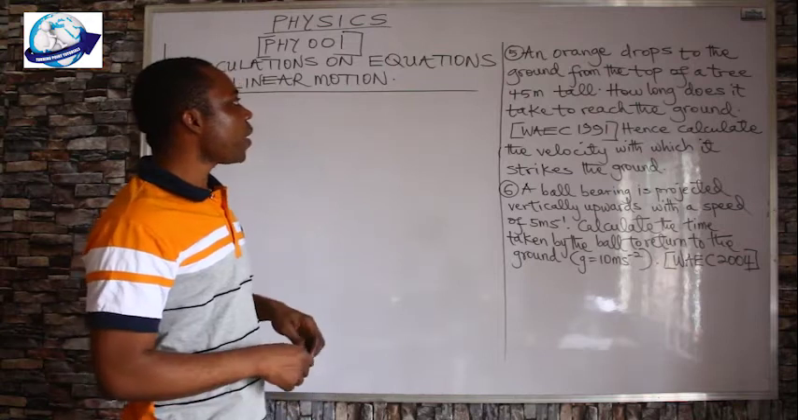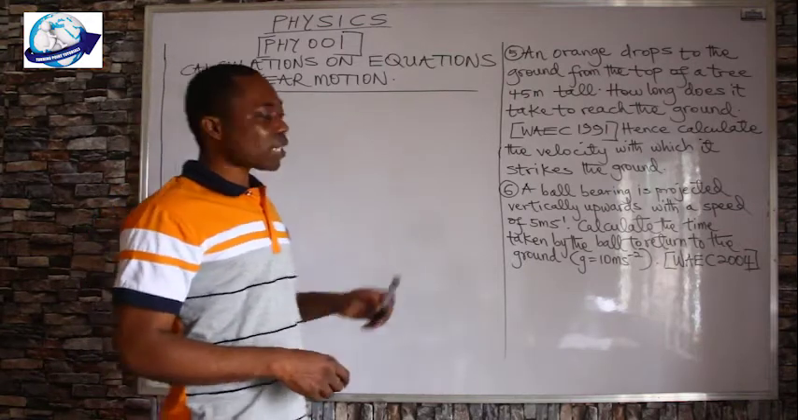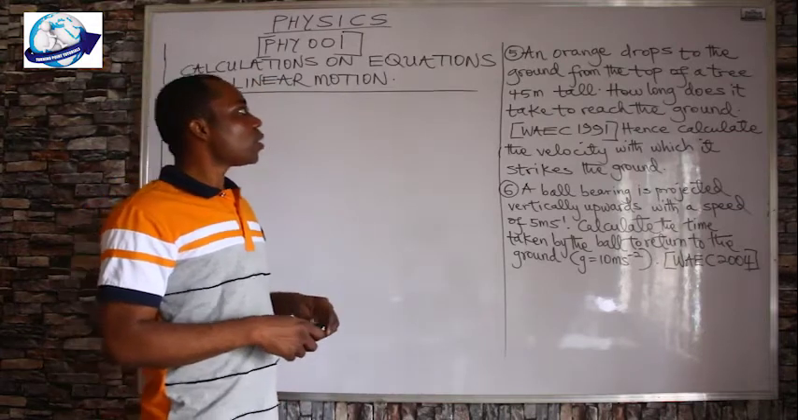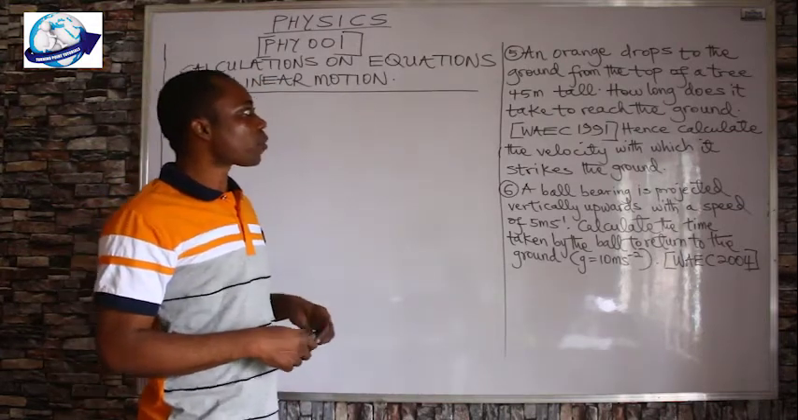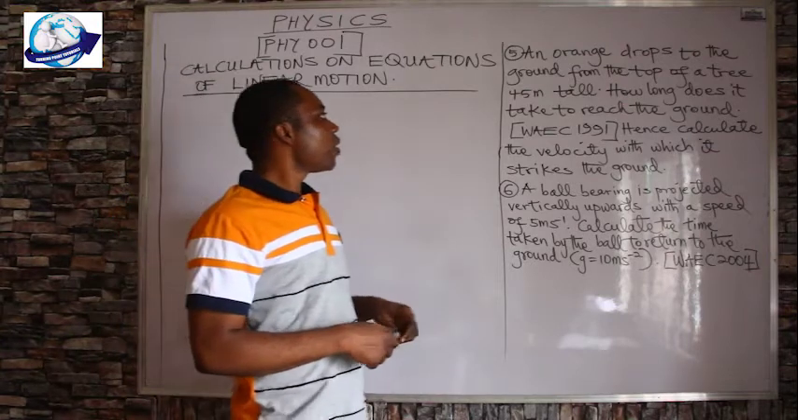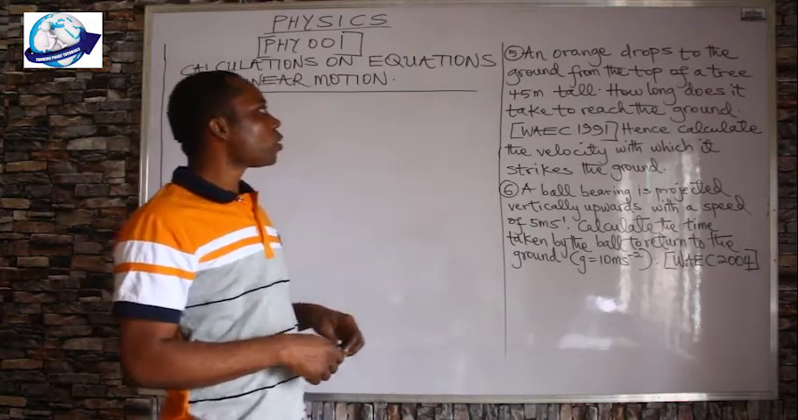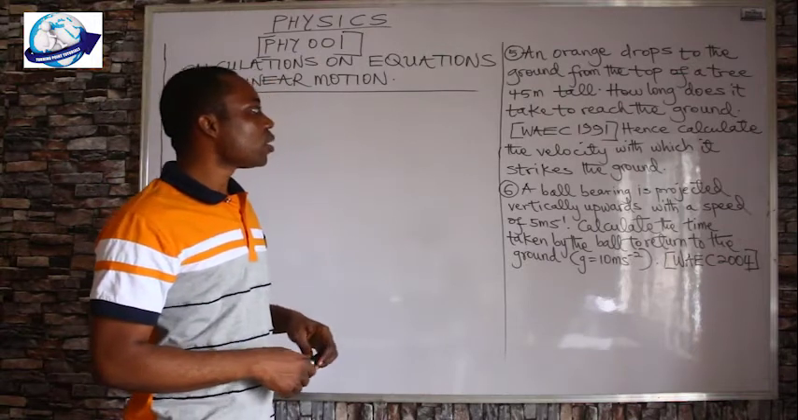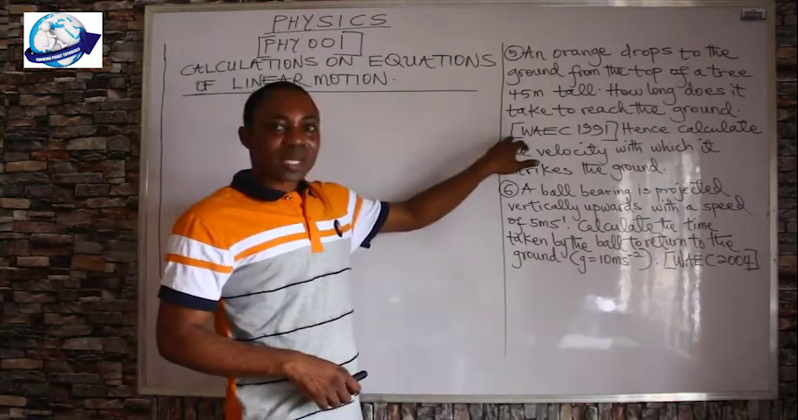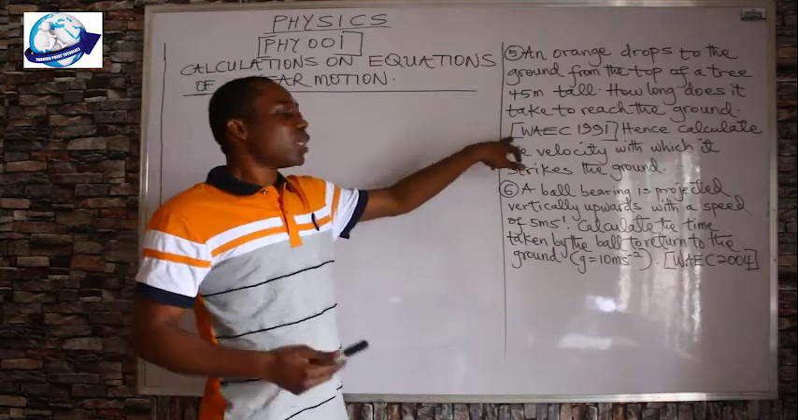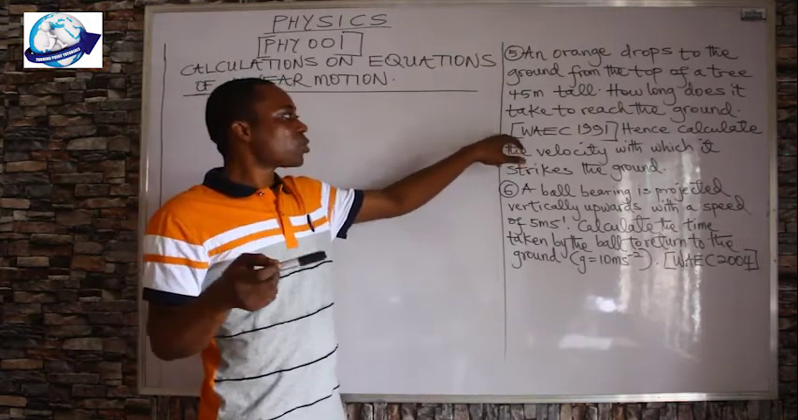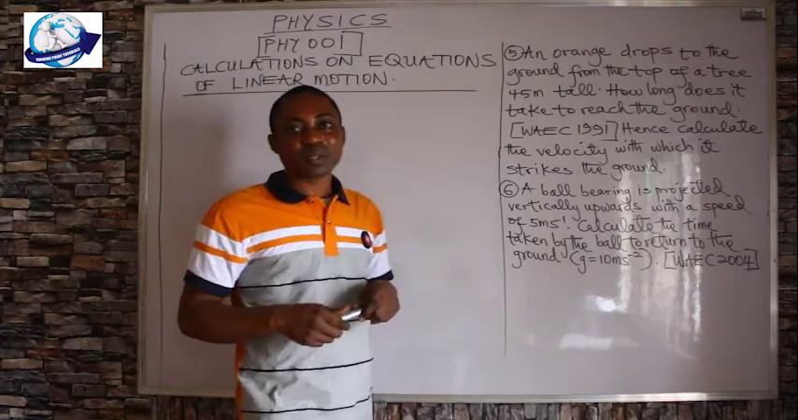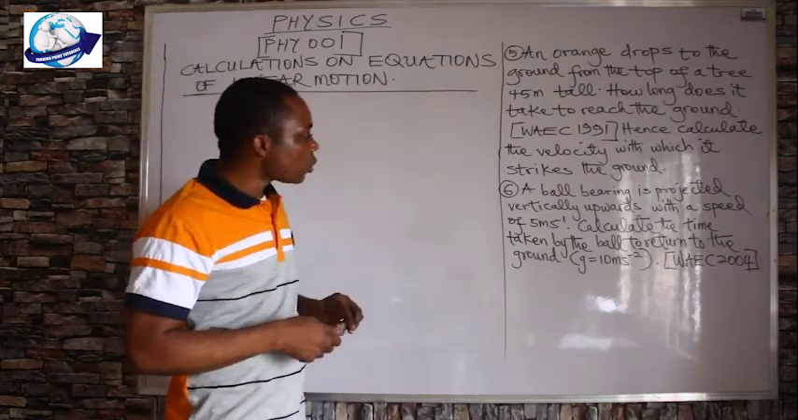From question 5, an object, or I can say an orange, drops to the ground from the top of a tree 45 meters tall. How long does it take to reach the ground? That's a WAEC 1991 question. Then in addition, hence, calculate the velocity with which it strikes the ground. Then the other question, question 6.